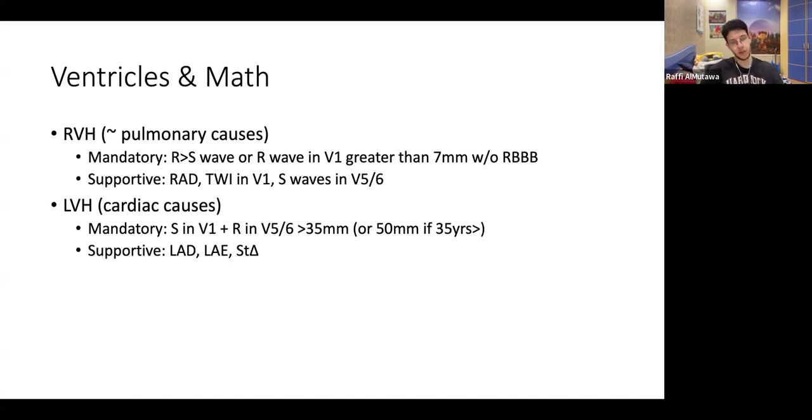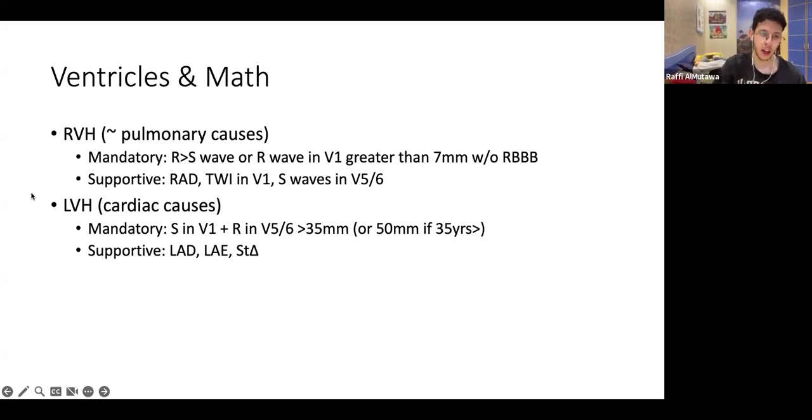With left ventricular hypertrophy, the mandatory criterion is that you need to see an S in V1 plus the R in V5 and V6 being greater than 35 millimeters. If the patient is younger than 35 years old, it must be 50 millimeters, because younger people tend to be more athletic, etc., so the hearts can get bigger. Supportive criteria: left atrial enlargement, left axis deviation, and ST changes, whether it be depression or elevation or whatnot.